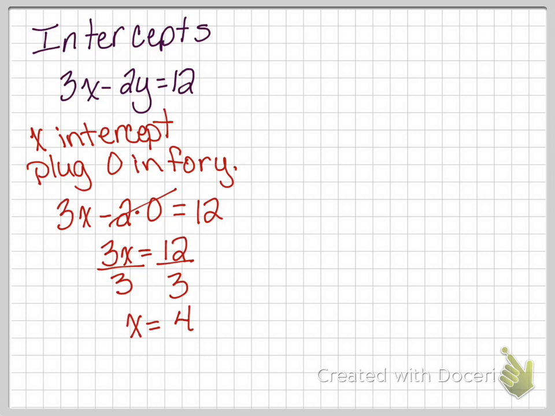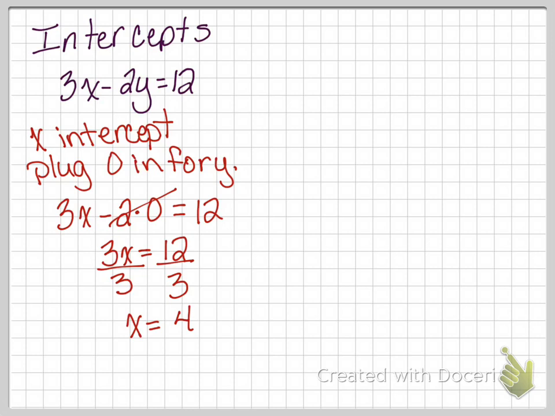A lot of times, students will take that x value they get for their x-intercept, then take the value they get for their y-intercept, and put them together as one point. That's not how it works, okay? We have found our first point. What is the first point?